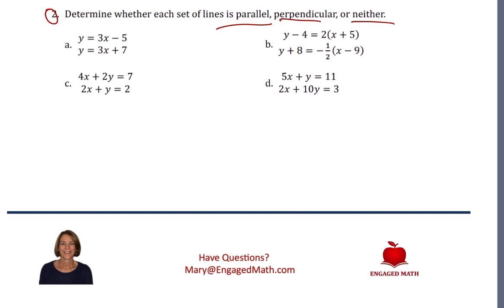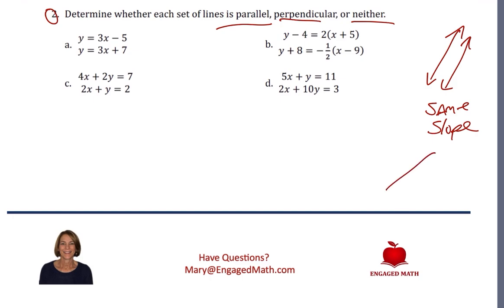Now, just as a reminder, parallel lines are two lines that never intersect because they go in the exact same direction, meaning that they would have the same slope. So if two lines have the same slope but different y-intercepts, like they can't be the same line, but they intersect the y-axis at different points, then they are parallel.